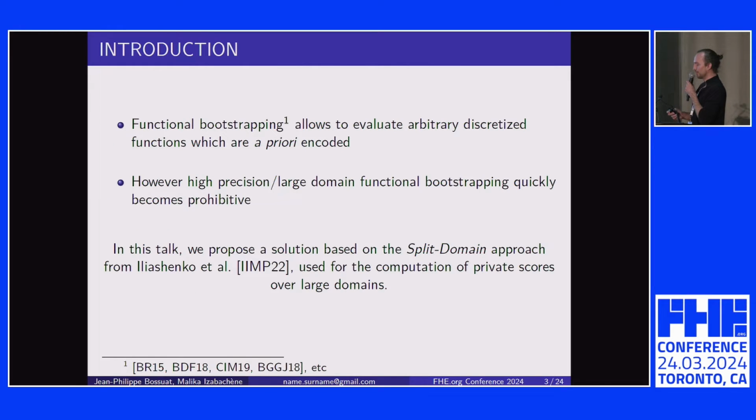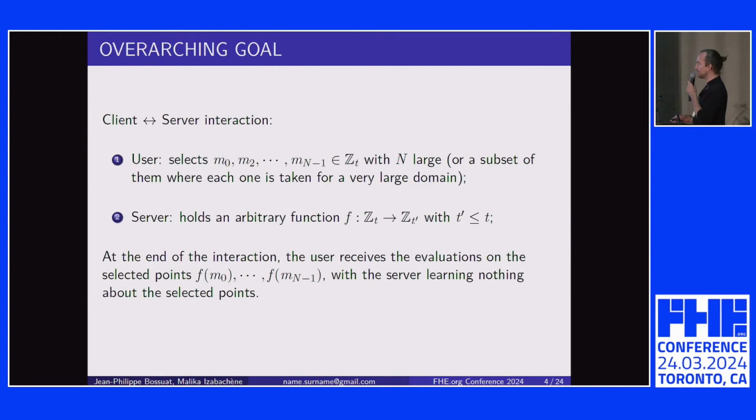So in general, functional bootstrapping allows to evaluate arbitrary functions, which are a priori encoded. But when you try to have high precision, you quickly come into a prohibitive cost. In this talk, we propose a solution that is based on the split domain approach from Ilyashenko et al. that was used to compute private scores over large domains.